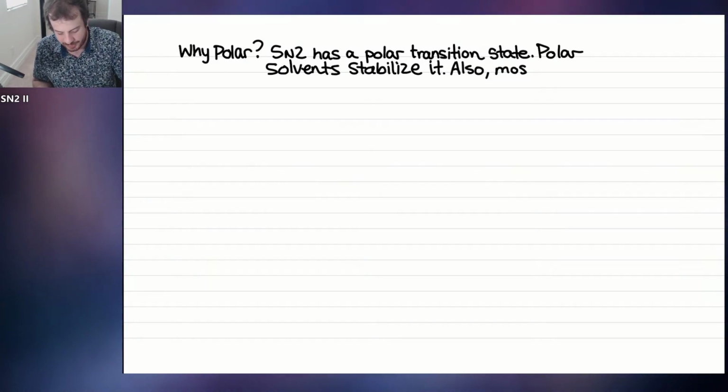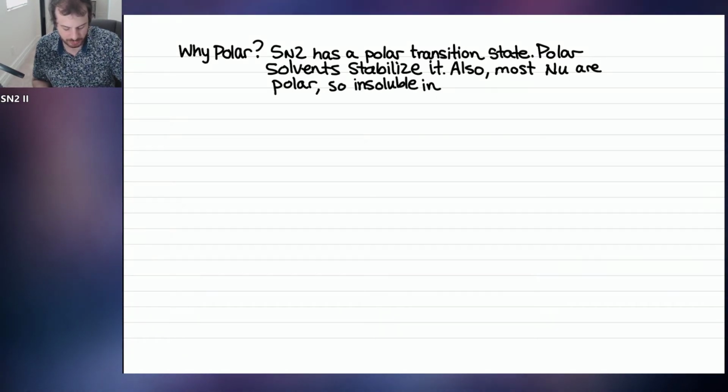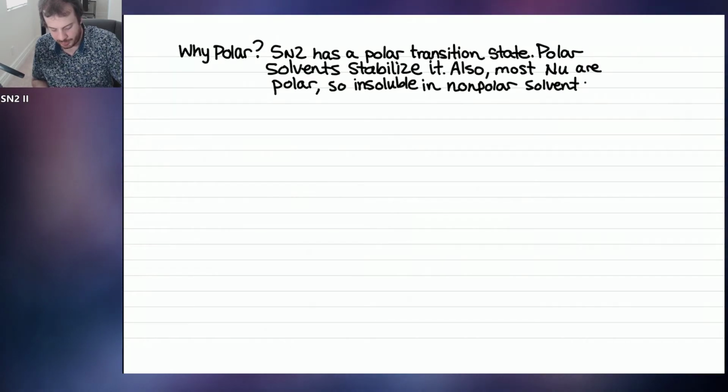Also, a more practical thing, most nucleophiles are polar, so insoluble in nonpolar solvents. It's important when you do a chemical reaction that everything is soluble. If any of the ingredients are not soluble, they won't be able to mix properly and the reaction will start taking a very long time. So for that reason, since the nucleophiles are typically polar, polar solvents are typically good.